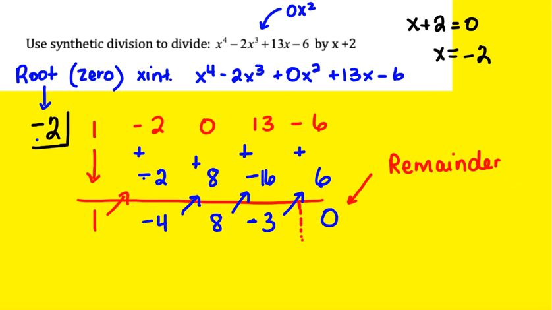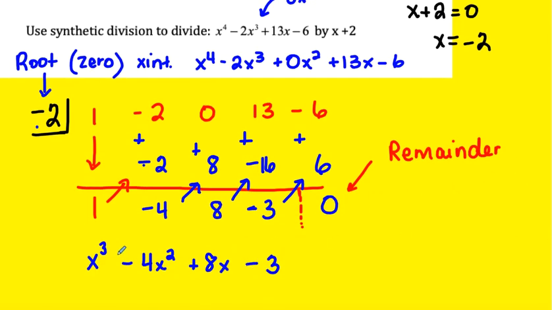Now, let's talk about what our depressed polynomial is. Our depressed polynomial would be, remember, we go down a degree, so x cubed minus 4x squared plus 8x minus 3. All right, now that is my depressed polynomial, so I know that that times x plus 2 will give me my original polynomial, x to the 4 minus 2x cubed plus 13x minus 6.